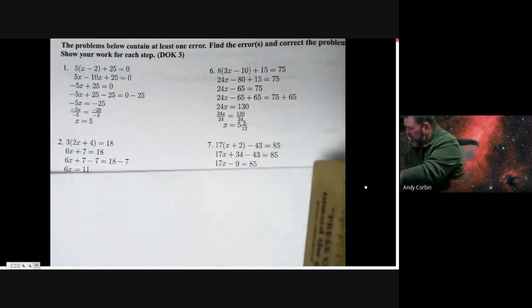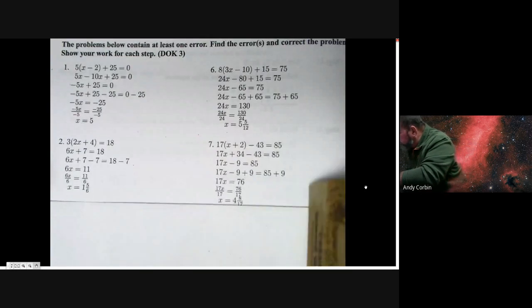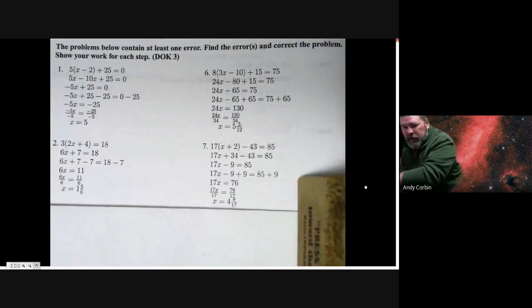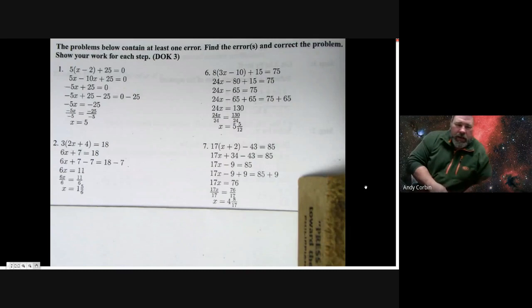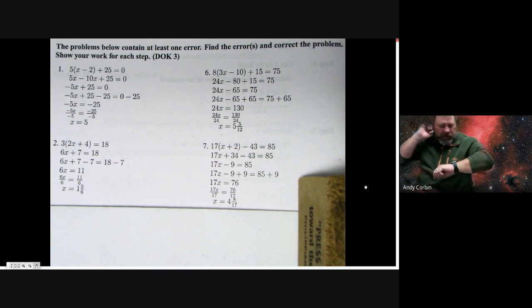All right, let me give you a couple more problems here. Okay, can everybody see those okay? Number 2 and number 7. Yes, sir. Just add these to the ones you got. Thank you, sir, Anthony. Go ahead and get them copied down.